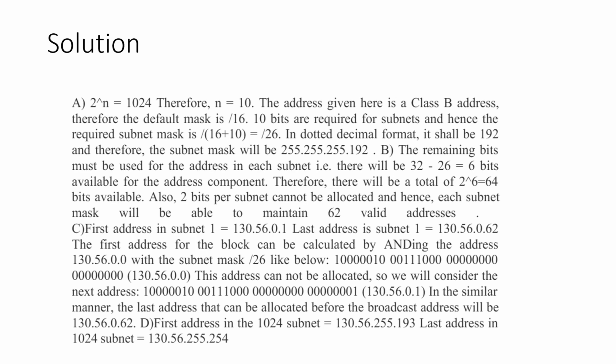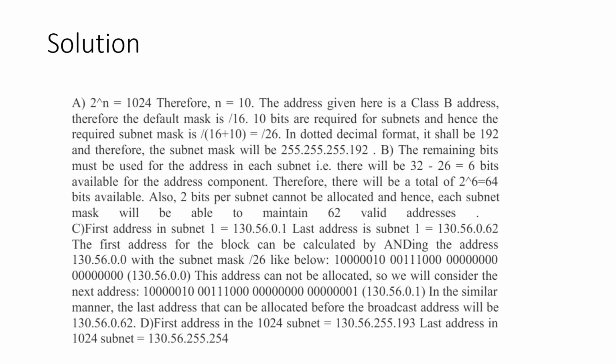The remaining bits must be used for the address in each subnet, that is 32 minus 26, which is equal to 6 bits available for the address component. Therefore, 2 power 6 is equal to 64 addresses available. Also, 2 addresses per subnet cannot be allocated, and hence each subnet will be able to maintain 62 valid addresses.